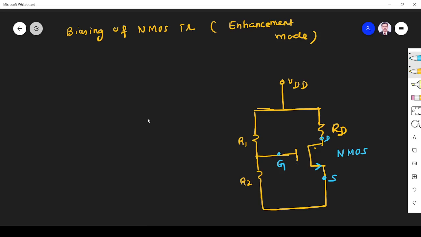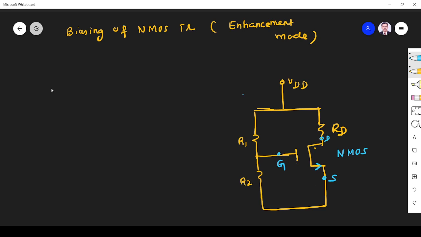Hi friends, in this video let us learn about biasing of N-channel MOSFET transistor in enhancement mode. So this is a circuit diagram, and R1 and R2 are biasing resistors, RD is a drain resistance, and this is the NMOS, that is drain terminal, gate terminal, source.